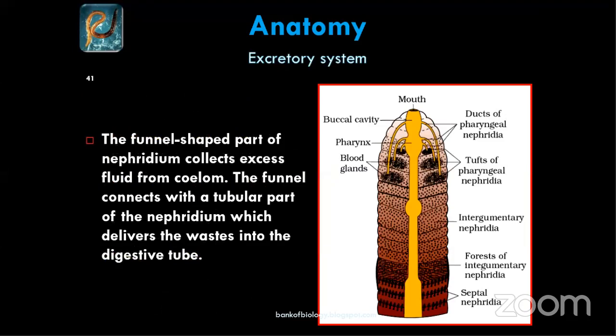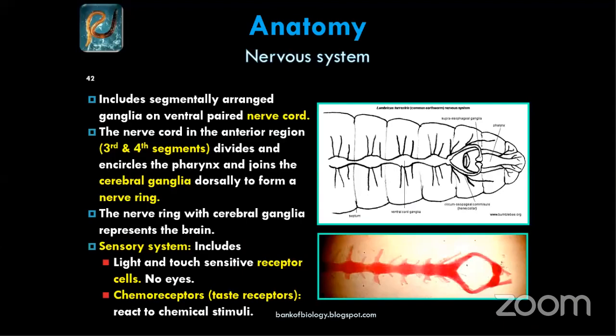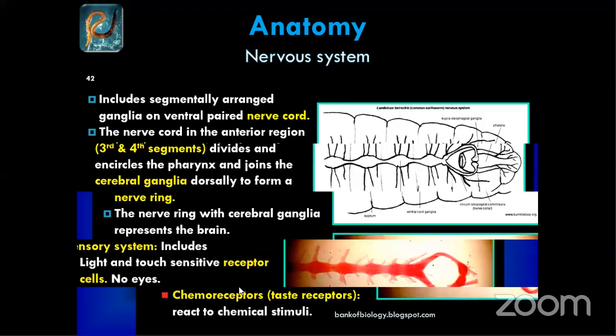So the excretory system is of nephridia. There are three types of nephridia: segmental nephridia, integumentary nephridia, and pharyngeal nephridia. The nervous system has a ventral nerve cord with ganglia in each segment, with a ring which has double supraesophageal ganglia joined together to form the nerve ring. The sensory system includes light and touch sensitive receptors, and there are no eyes. Chemoreceptors, taste receptors.